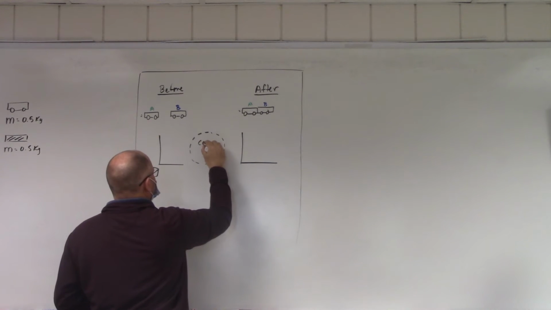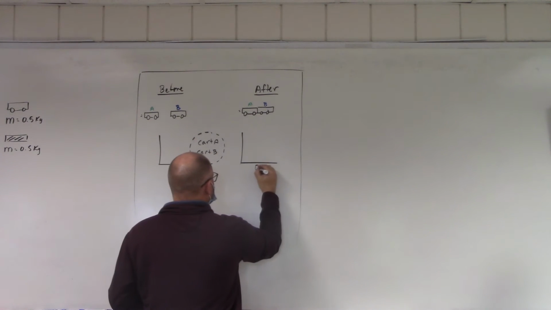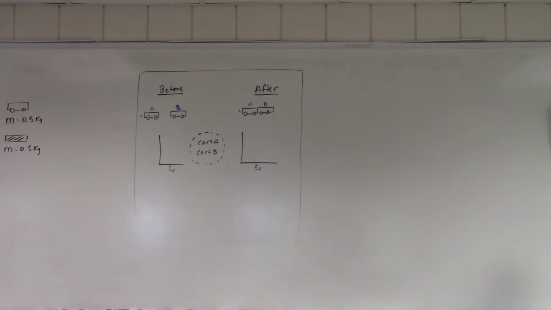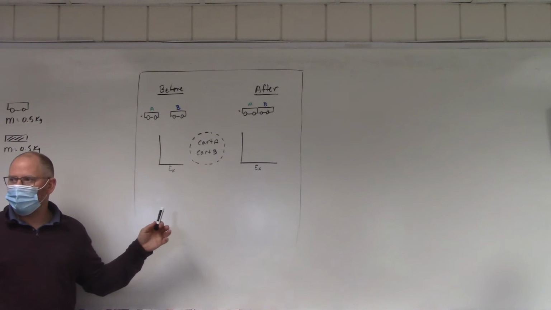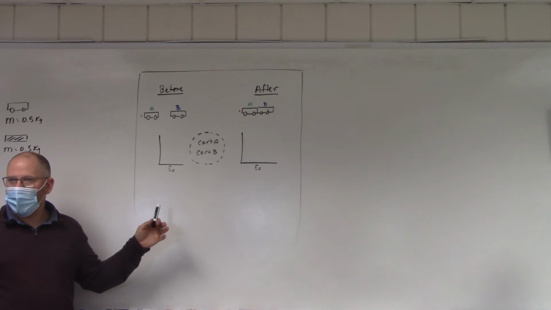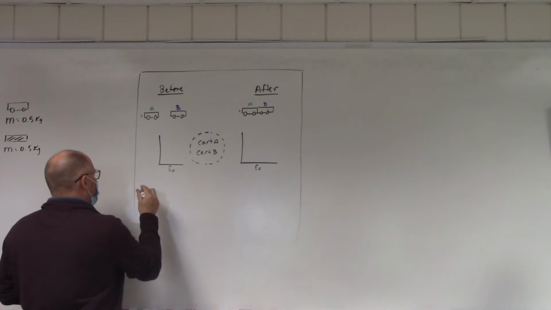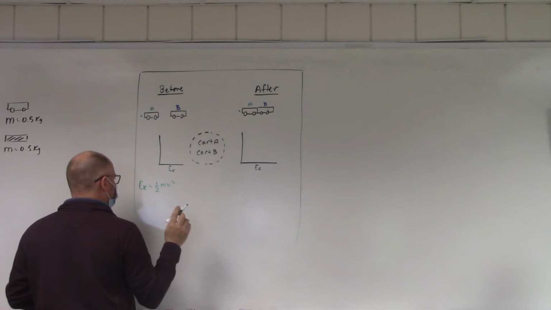What's in our system? Cart A and cart B. What kind of energy are we talking about here? This one's only kinetic. There's some back there that are going to have some elastic energy, and we can talk about that, but this is going to be kinetic. Does that look good? So how are we going to figure out how much kinetic energy we have here? We're going to use the kinetic energy formula, right? What's the kinetic energy formula? One half times mass times velocity squared, or speed squared.